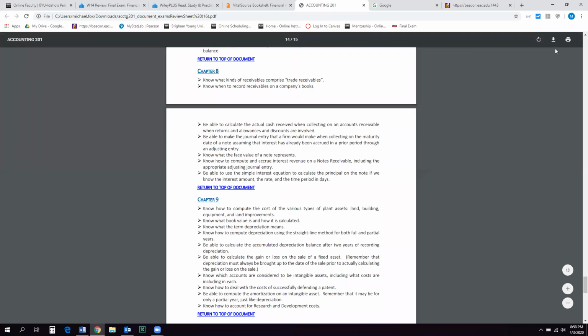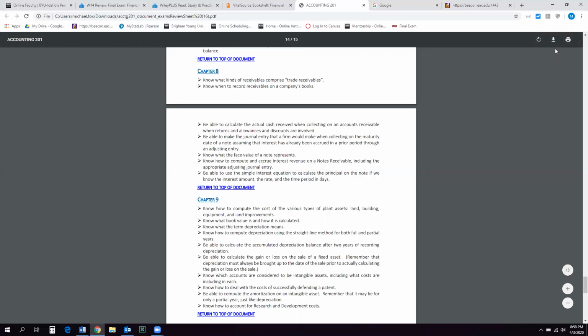So the first thing in chapter 8 is know what kinds of receivables comprise trade receivables. All a trade receivable means is a receivable that arises from a trade transaction. As opposed to lending money to somebody, which would create a note receivable, any receivable, like an account receivable that arises from me giving somebody goods or services and then allowing them to pay me later, or a note receivable that we write specifically because I'm selling them something and they promise to pay me later, those would be trade receivables. So it's just any receivable that arises from trade, from selling something to somebody.